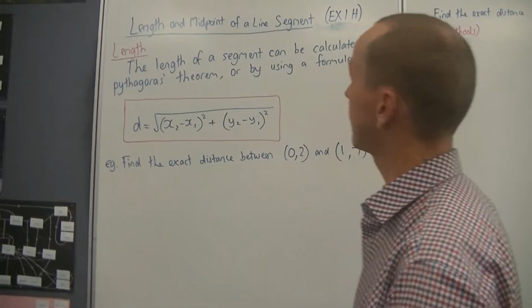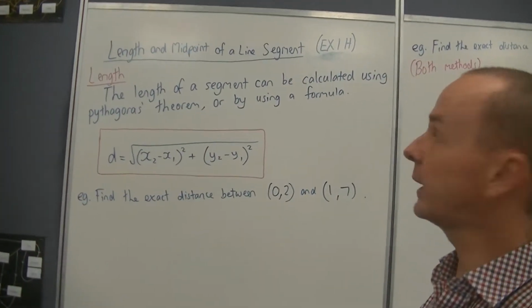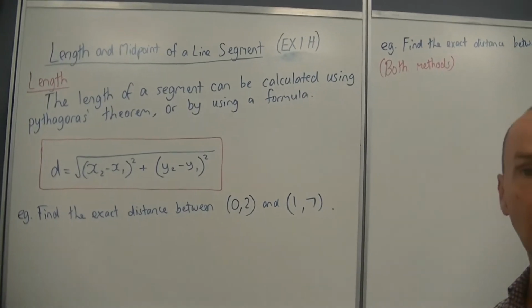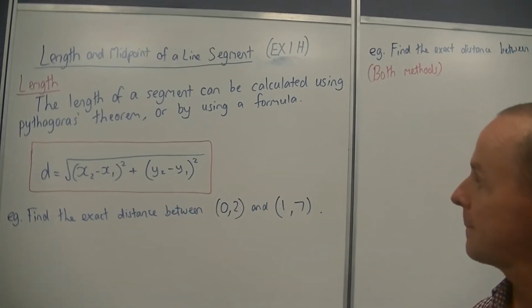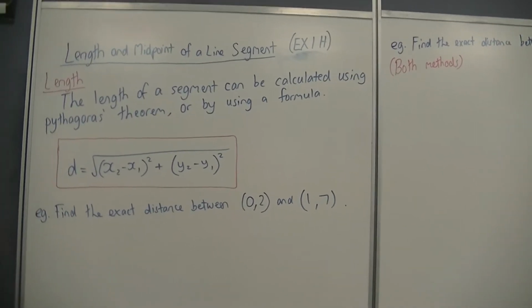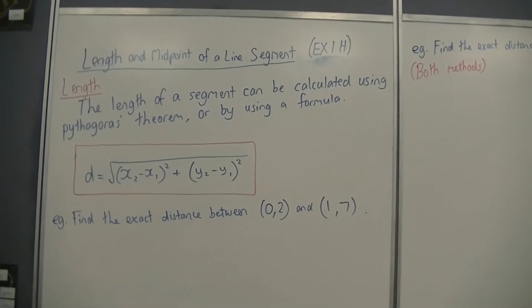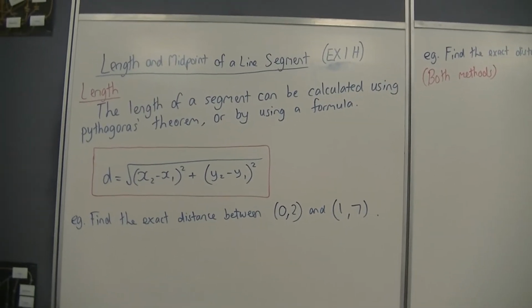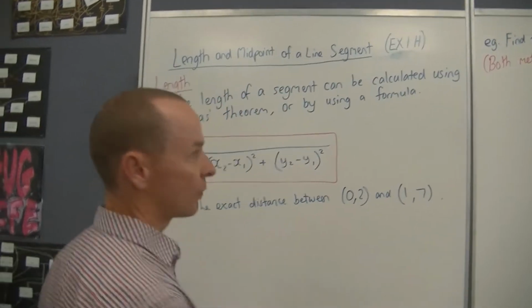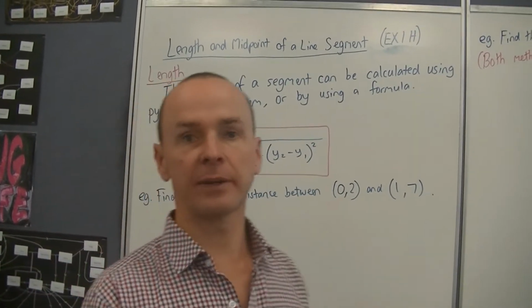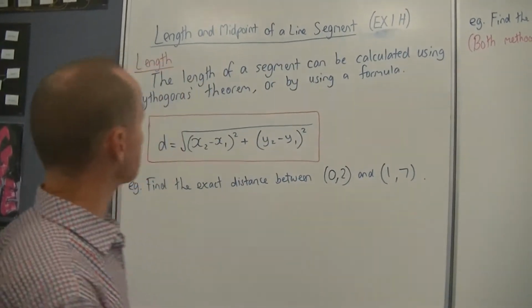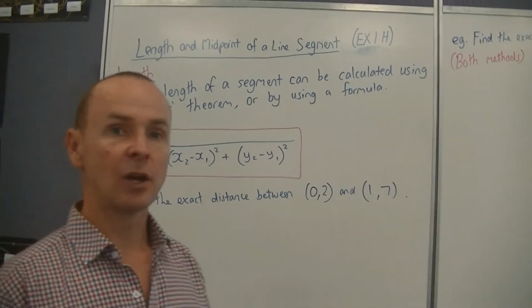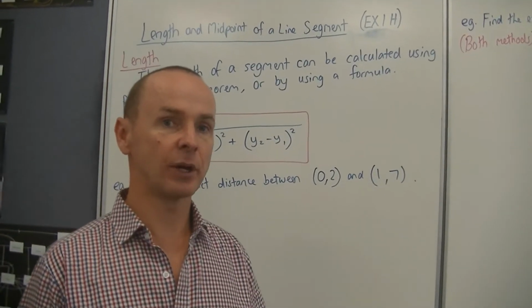So we're doing the next exercise, which is length and midpoint of a line segment, exercise 1H. If you just have a quick look at that and copy the first bit down. Alright, and the rest I'm going to do examples and you can copy it down once I've done the examples and explained it. So this exercise is actually quite easy, one of the easier exercises.